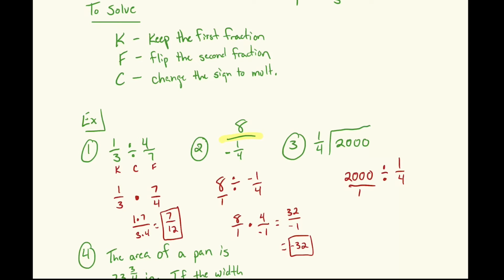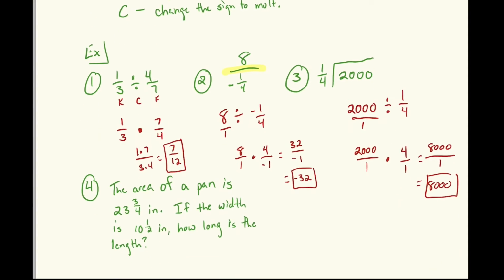And now we can use our KFC rule, right? We keep the first. We flip the second. And we change the sign to multiplication. So that ends up giving me 2,000 times 4, which is 8,000. 1 times 1 is just 1. And 8,000 over 1 simplifies to 8,000. And that is how we divide. It seems like it's just as straightforward as moving some things around and doing some multiplication.